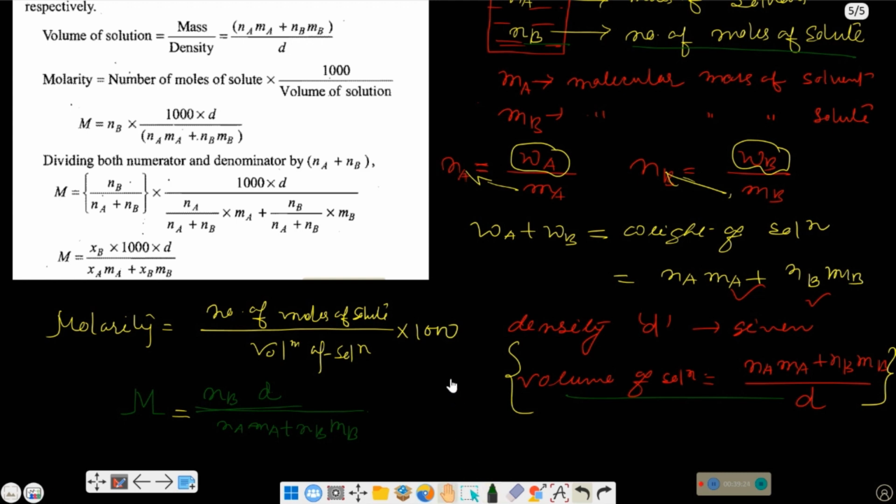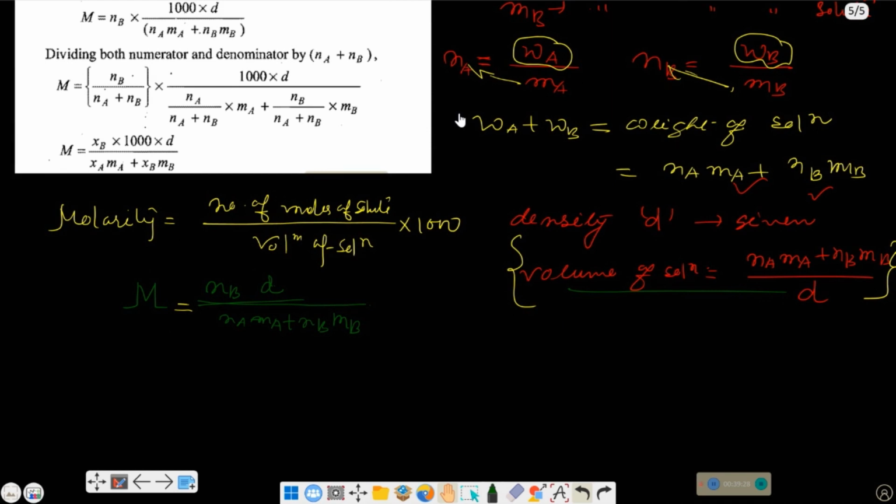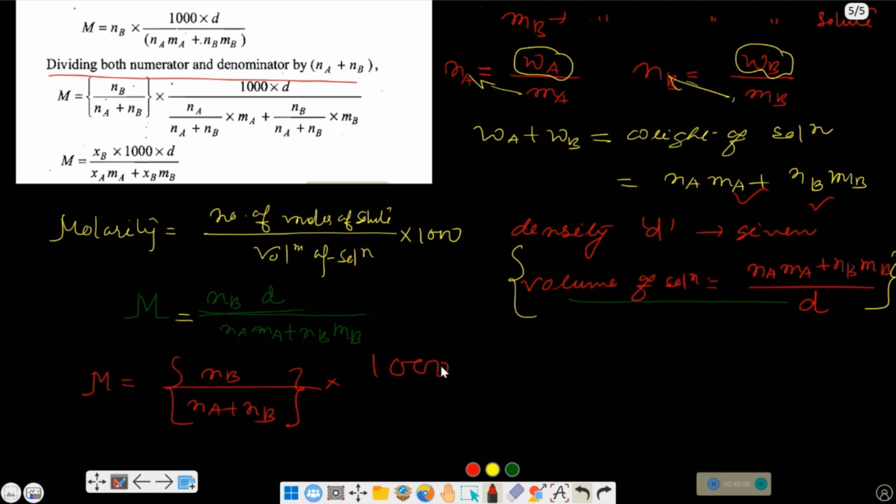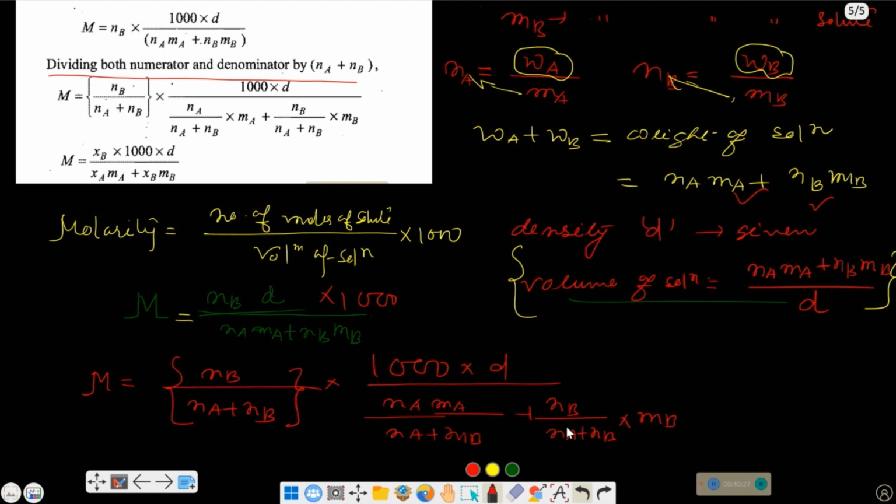From this you can proceed by dividing both numerator and denominator by NA plus NB. So if we divide NB by NA plus NB, we are dividing by NA plus NB and also multiplying, nothing else is changed. The 1000 remains above, so we write 1000 into D. Below we get NA by NA plus NB into MA plus NB by NA plus NB into MB.